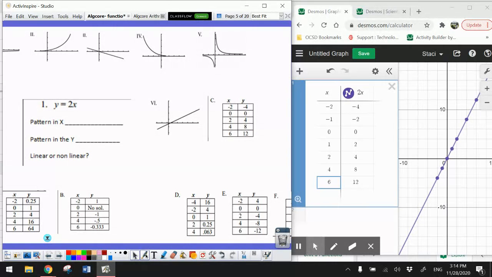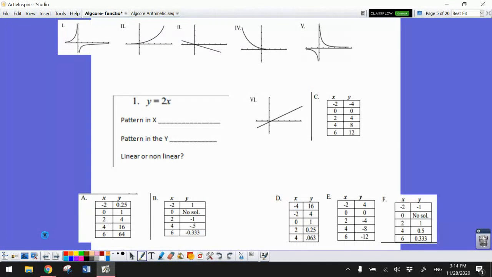Okay, so let's answer some questions with this now. So first of all, is this linear? Yeah, it's linear. It makes a line. That's how I know it's linear. What is the pattern of the x's? Well, the x's are +2. What's the pattern of the y's? How do I go from 4 to 8, 8 to 12, 0 to 4? Those are going up by 4s. So +2 and +4.